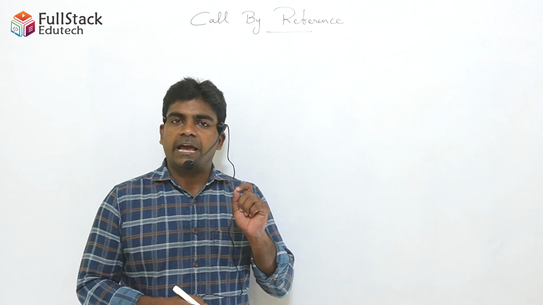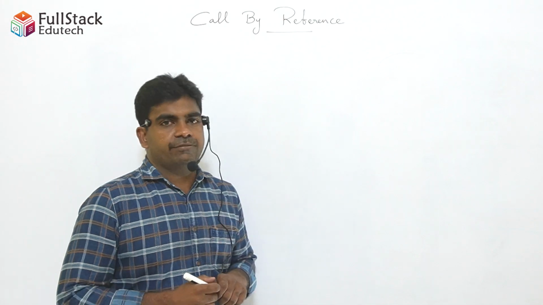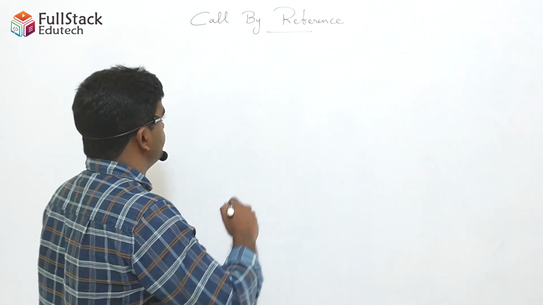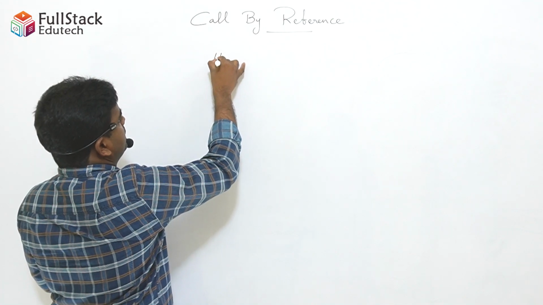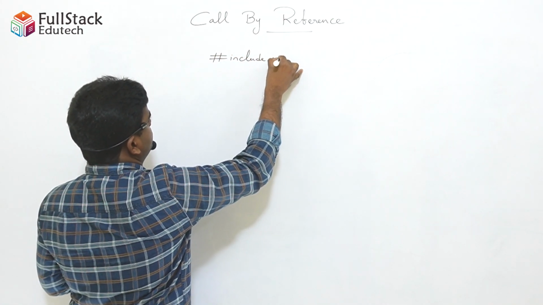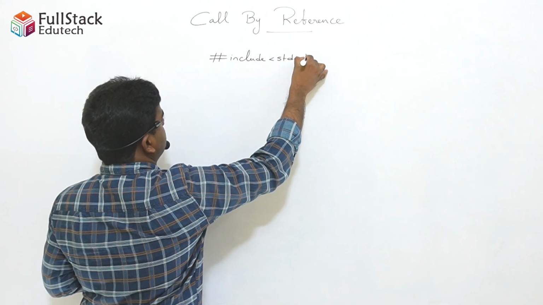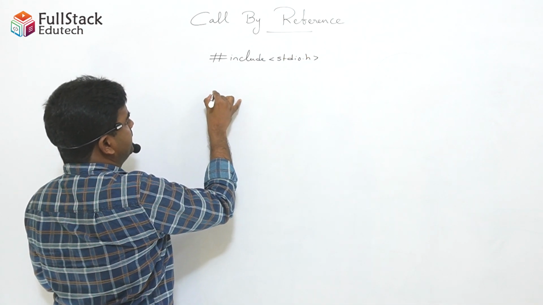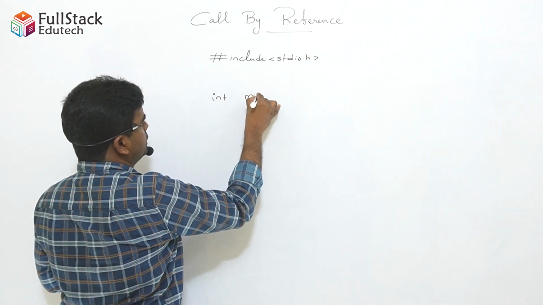In the last video, I explained about call by value. So what is call by reference? Here we use the concept of pointers. First, I am writing one function. Execution starts from the main function. Here it is int main, the function we are taking.